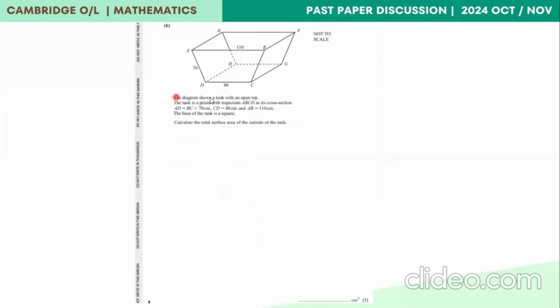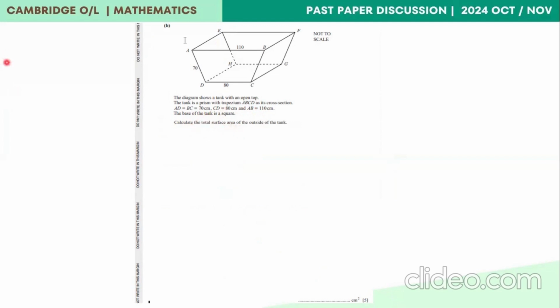So the B part: the diagram shows a tank with an open top. The tank is a prism with trapezium ABCD as cross section. AD equals DC equals 70 centimeters. So AD and BC is equal to 70 centimeter, CD is equal to 80 centimeter and AB is equal to 110 centimeter. The base of the tank is a square. Calculate the total surface area of the outside of the tank.